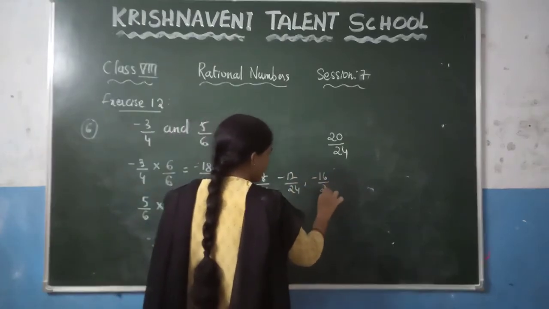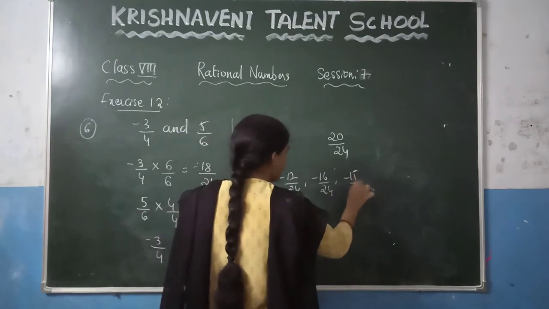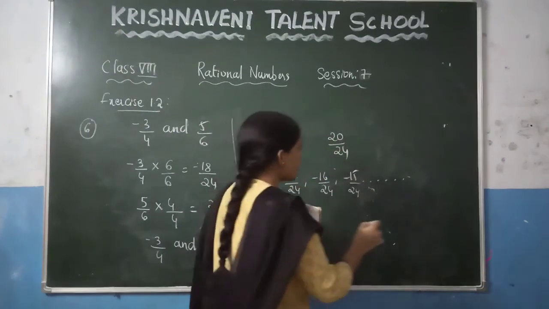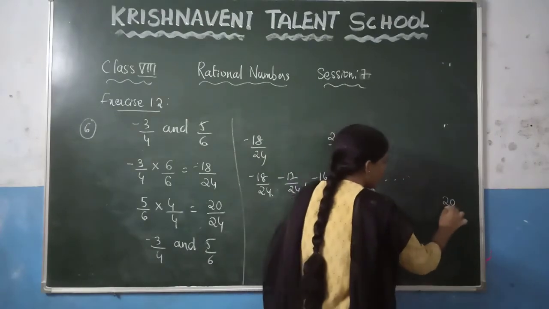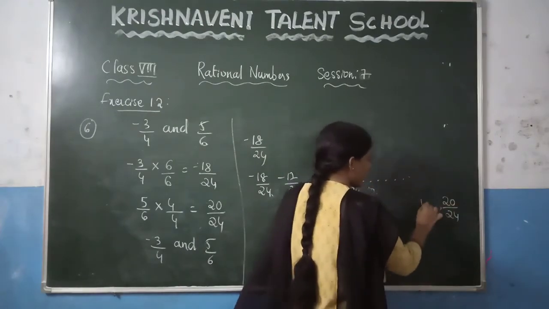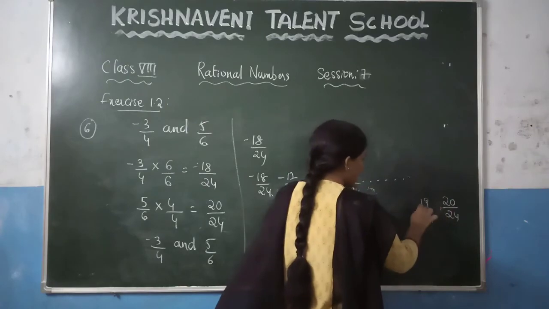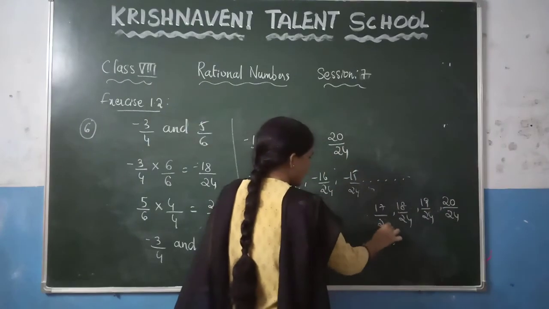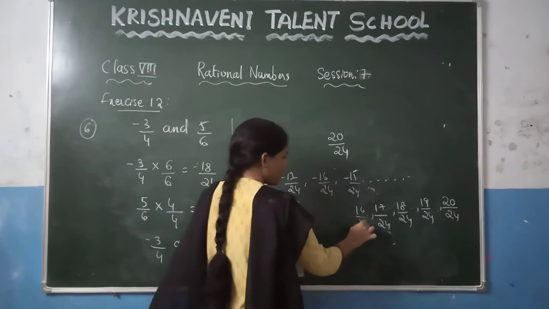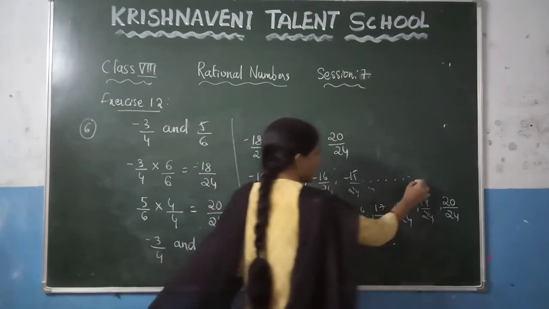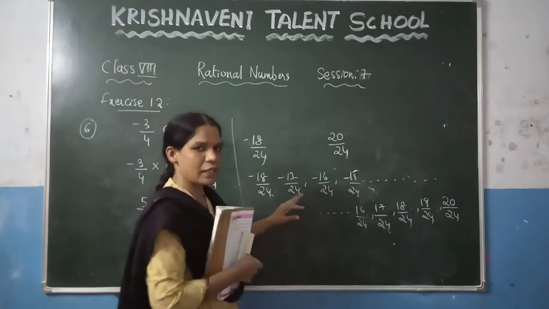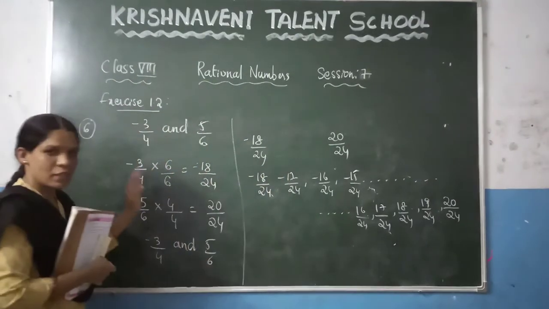minus 16 by 24, minus 15 by 24, and if you keep on going like that, what is the last number you are getting? 20 by 24. Before that you will get 19 by 24, 18 by 24, 17 by 24, and after that 16 by 24, and it keeps on going like that. So between these two numbers you can consider any 10 rational numbers that lie between them.